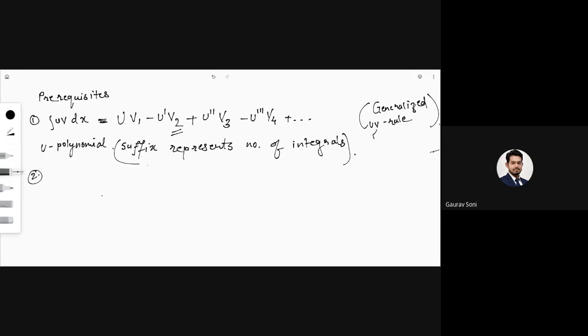Second, integration of e to the power ax cos of bx dx. Does anyone know this? No. So the formula is e to the power ax upon a square plus b square, in brackets, a cos bx plus b sine bx.